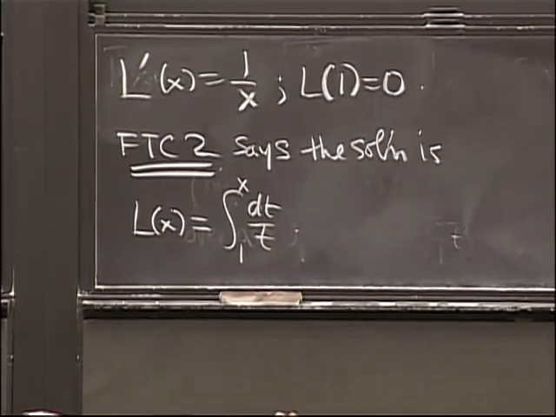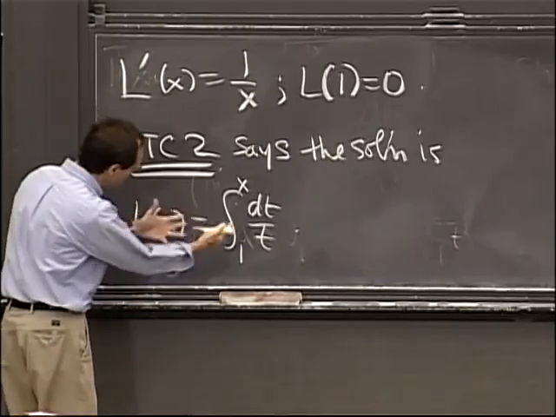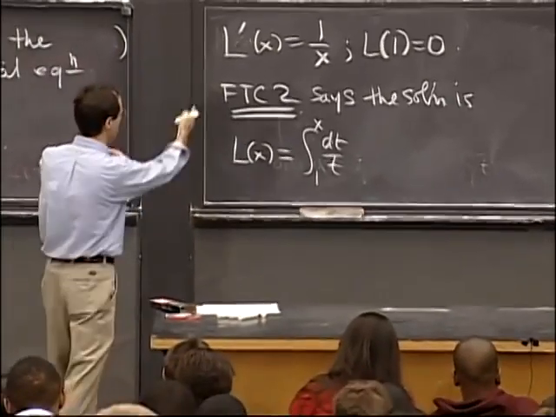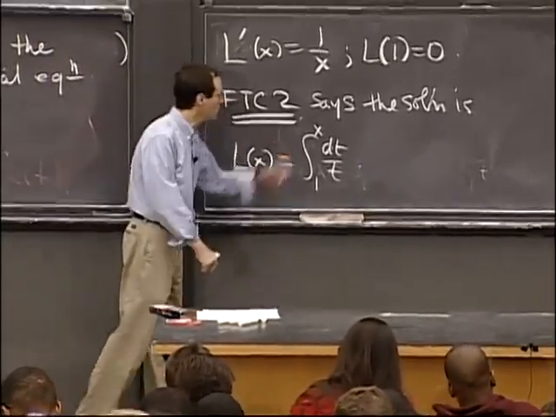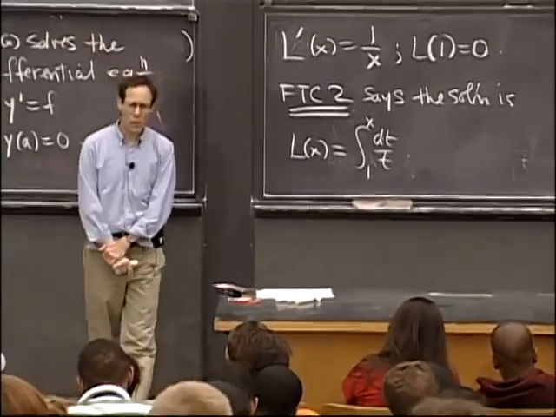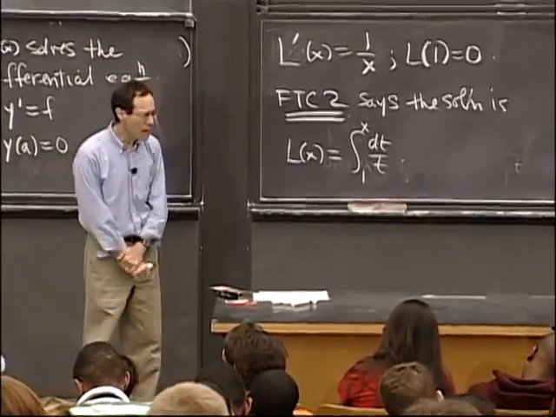So that's the solution to the problem. Now the thing that's interesting here is that we started from a ratio of polynomials, that is 1 over t or 1 over x, and we get to a function which is what's known as a transcendental function. It's not an algebraic function.